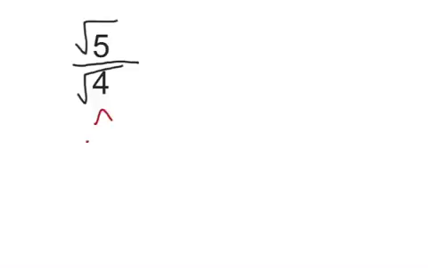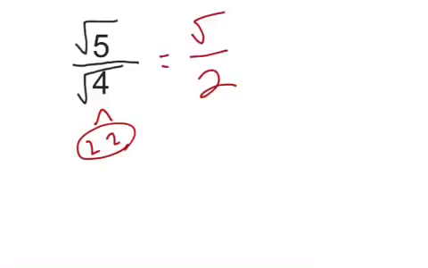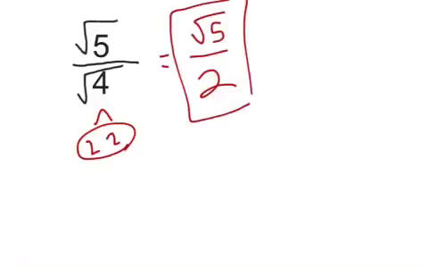But luckily, 4 breaks down. What does 4 break down to? 2 and 2. We have a pair. The square root of 4 is 2, over square root of 5. That can't be simplified. So that's my answer.